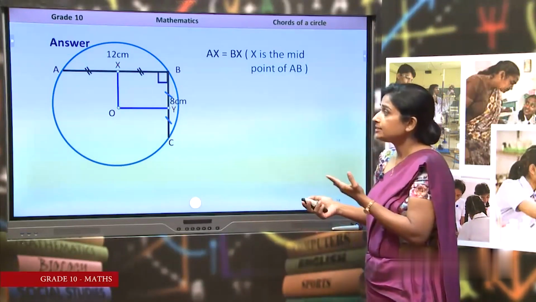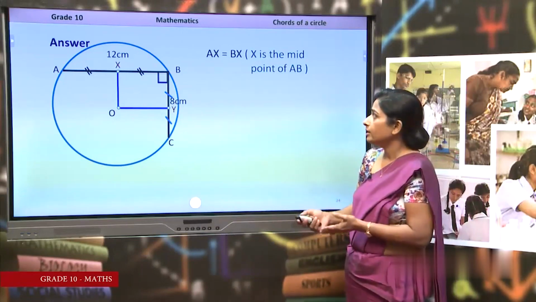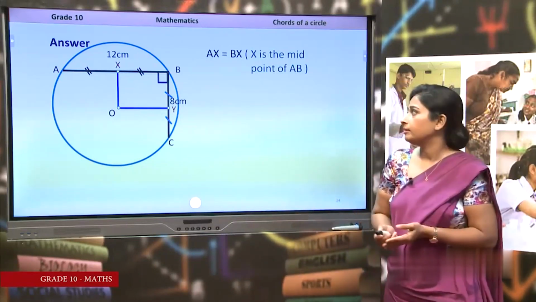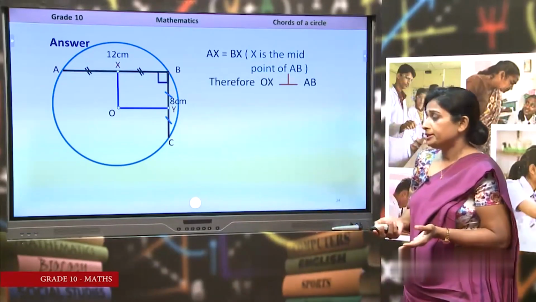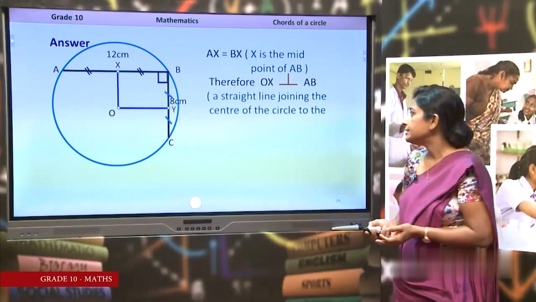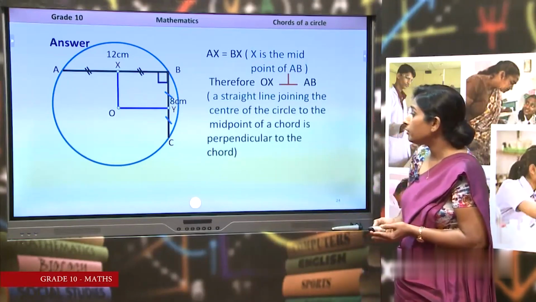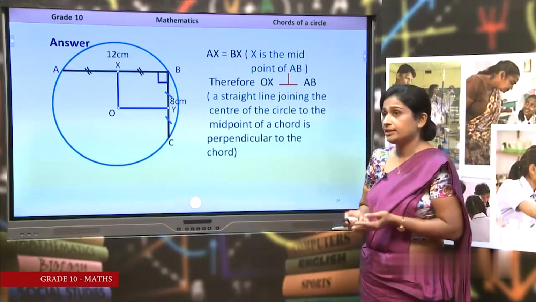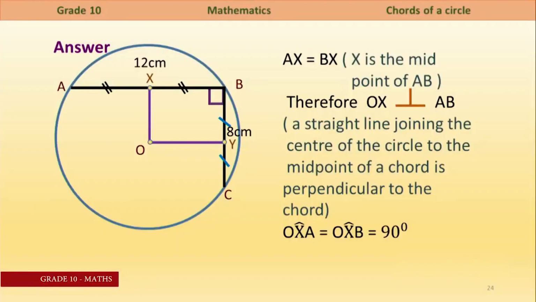So, here we can see such a situation. The midpoint of the chord and the center have already been joined. So, I have considered the AB chord. Here we can say OX is perpendicular to AB according to the theorem. Here, let's see the theorem. A straight line joining the center of the circle to the midpoint of a chord is perpendicular to the chord. I said that to you. So, here we found that.